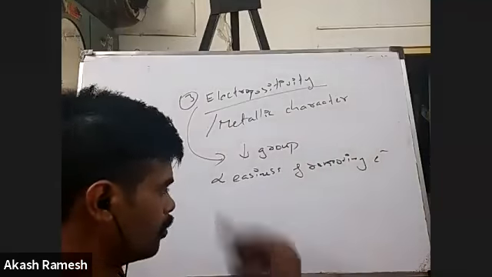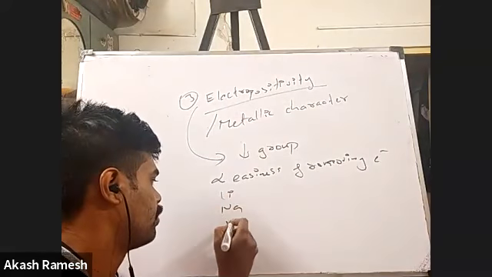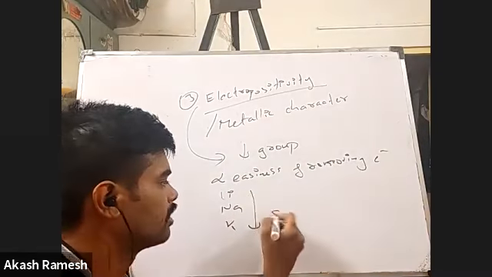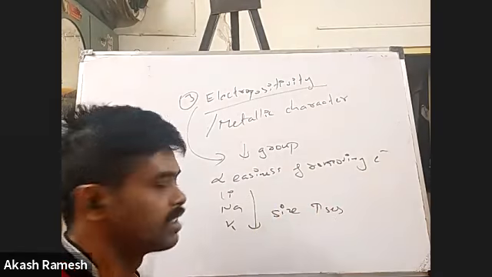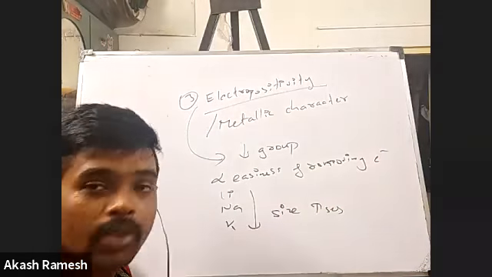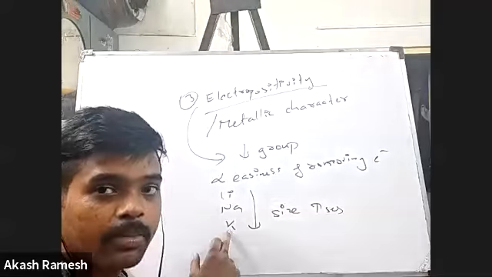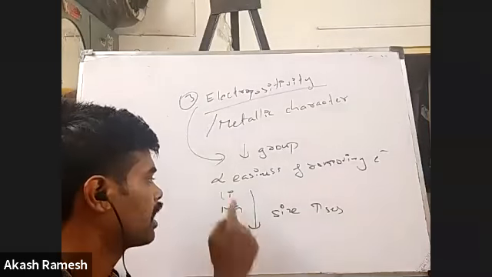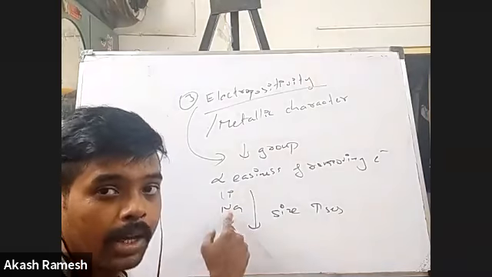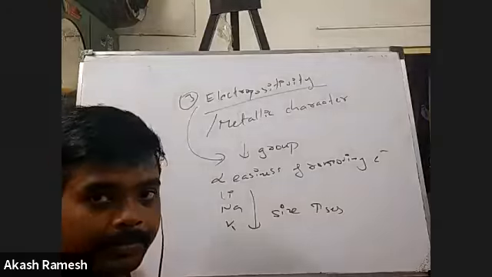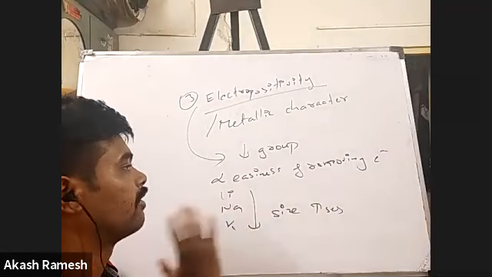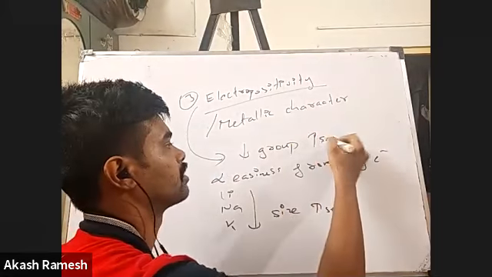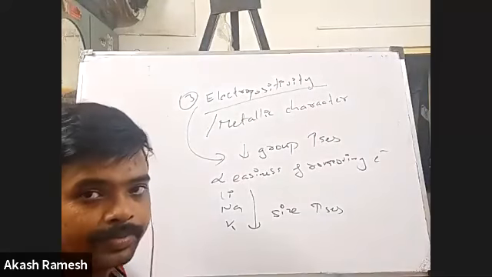So when I go down the group, say lithium, sodium, and potassium, I know that the size keeps on increasing. Now removing an electron from potassium is easier than removing an electron from sodium. In the same way, removing an electron from sodium is easier than from lithium. So when I go down the group, the electropositivity, or the metallic character, increases.